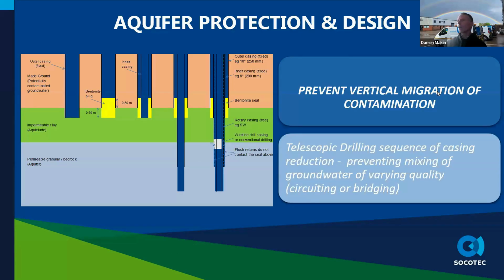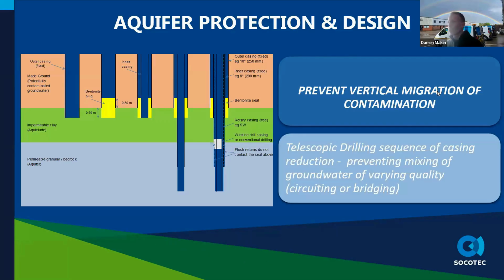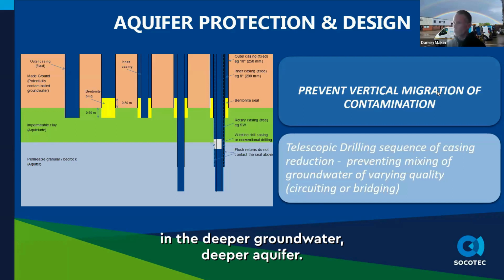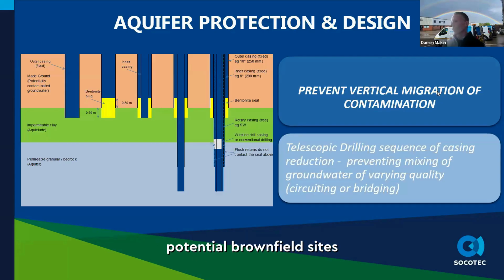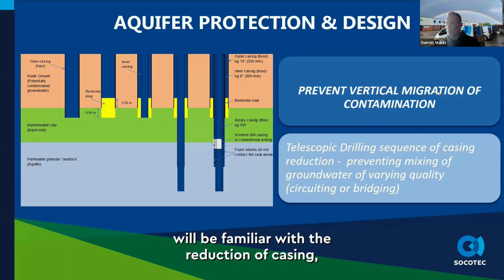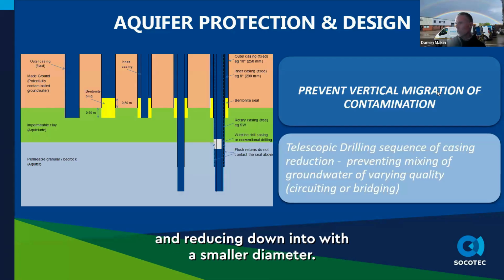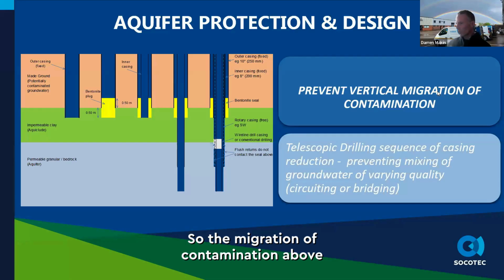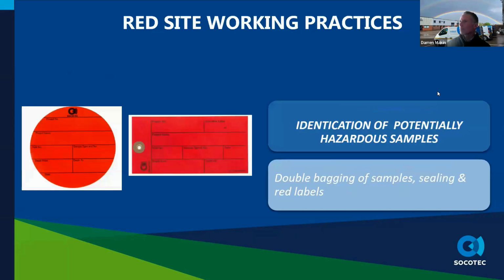So here's just an example, and this is taken from one of Socotec's operating procedures. We install aquifer protection, to protect the groundwater where we have potential contamination in the deeper groundwater, the deeper aquifer. It's a process you've got to consider when working on contaminated sites, potential brownfield sites where you've got a potential migration pathway to impact groundwater. Those familiar with drilling operations on this webinar will be familiar with the reduction of casing, telescopic casing, sealing it in and reducing down with a smaller diameter, so the migration of contamination above doesn't enter down the sides of your casing and into the groundwater beneath.